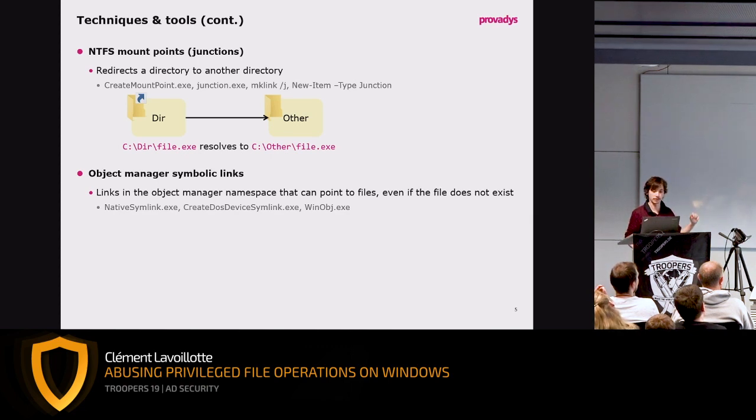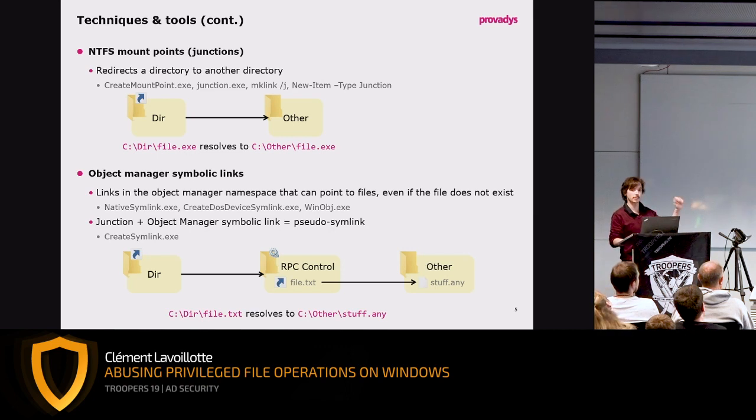And while unprivileged users on Windows cannot create a file system symbolic link, there is a specific privilege for that which is only granted to administrators by default. They can create symbolic links in the object manager namespace, and this symbolic link can point to files. So if we combine this with a junction that points to an object directory, in which we created a symbolic link, we can have something that works similarly to a symbolic link. So here, if the application tries to access C:\dir\file.txt, it will actually open C:\otherstuff\file.exe.